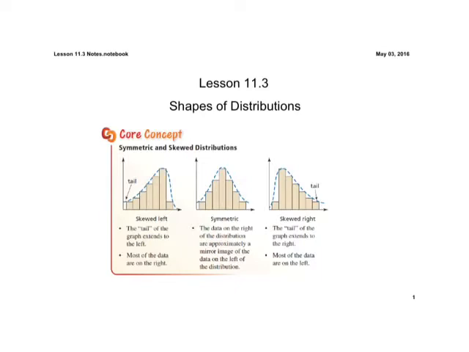We are now on lesson 11.3, which discusses different shapes of our data distributions. So open up your student journal. We'll take a couple notes here. Our first core concept is symmetric and skewed distributions. And what this is, it's the shape of the histograms that we graph.